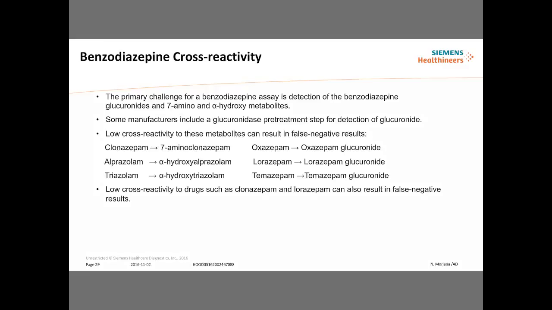And as you see here, those are metabolites from parent compounds. Some manufacturers included a glucuronidase pretreatment step, either on board or manual, to detect glucuronides. So by using a lower cutoff and including a glucuronidase pre-step, you would increase the sensitivity and specificity of those assays for testing.